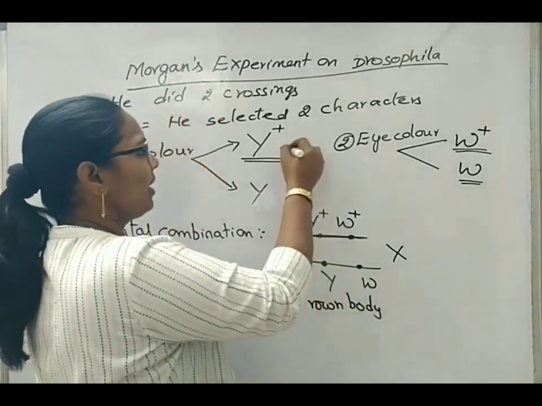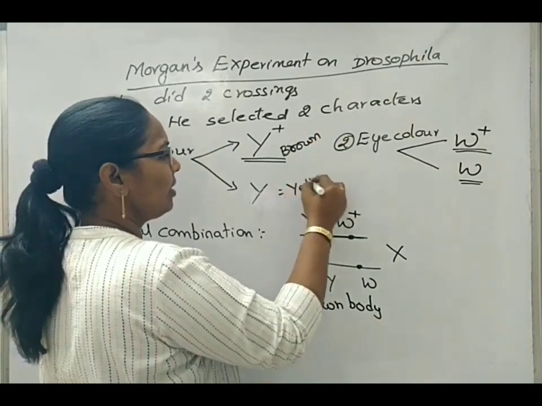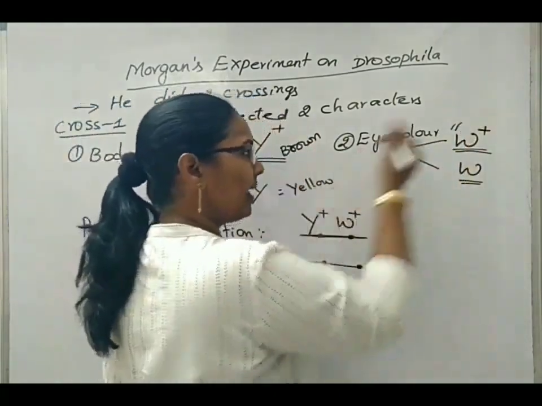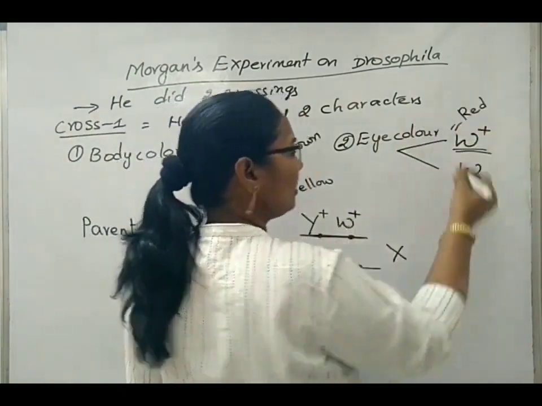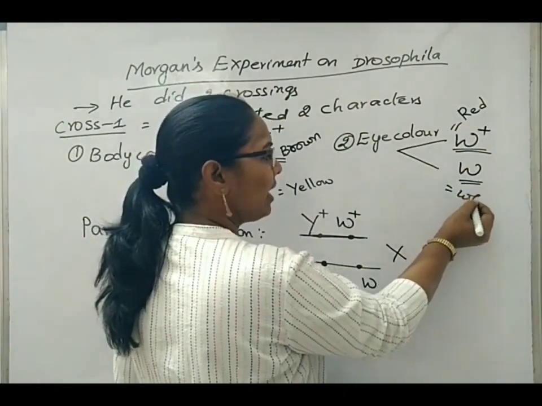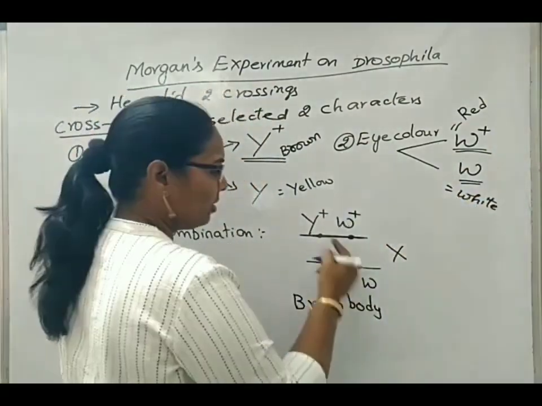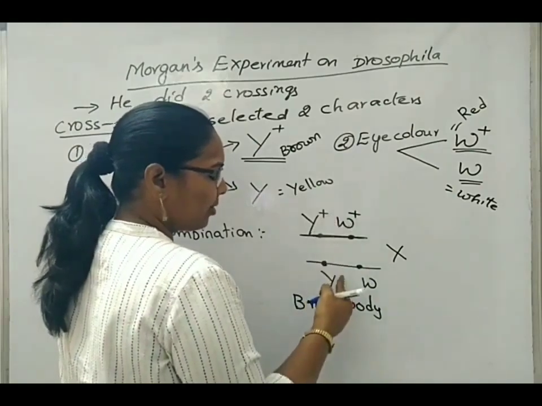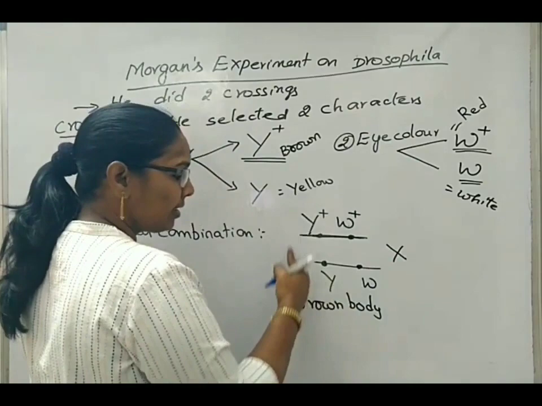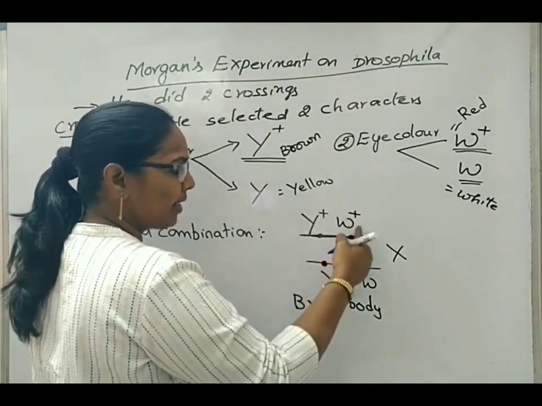So this one indicates brown color, this one indicates yellow color of the body. In the same way, W plus indicates red eye color, and W without the plus mark indicates white-eyed, or white color of the eye. So when a Drosophila has such an allele arrangement, it means that Drosophila has a brown color body and red color eye.